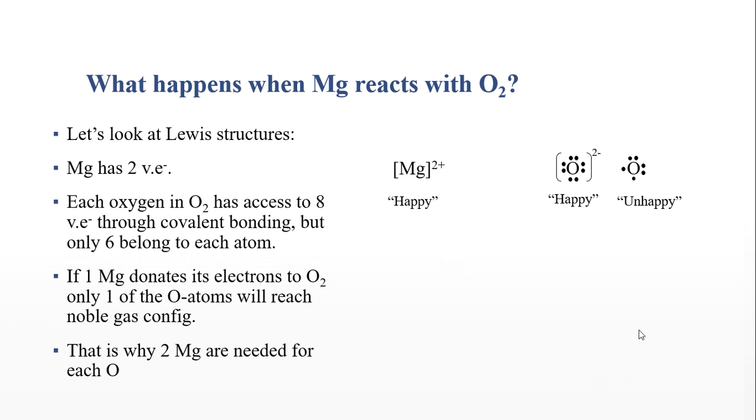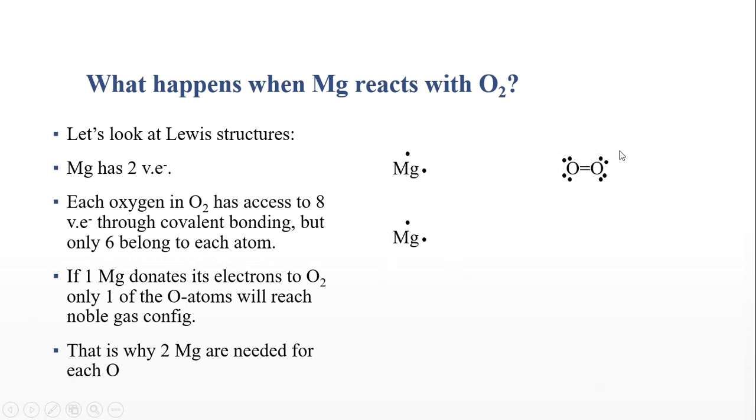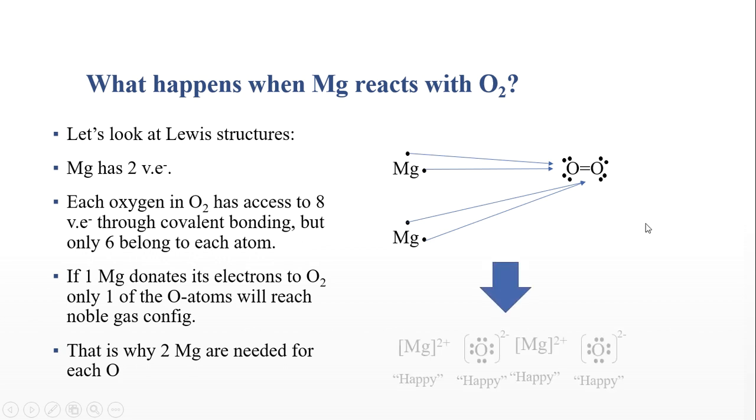So we need 2 magnesium for every oxygen molecule. This magnesium can donate to the left hand atom, and this can donate to the right hand atom of the oxygen molecule. And then we'll get something that looks like this. Quite a few happy ions here. The magnesium ions have reached a noble gas configuration, and so have the oxide ions right here.